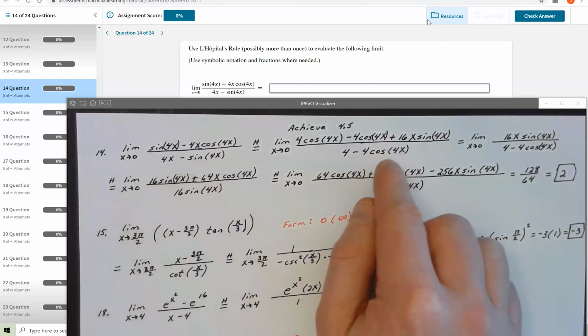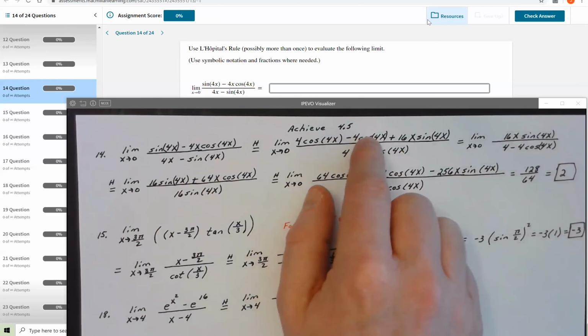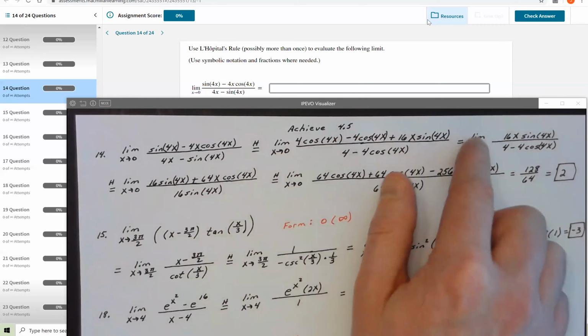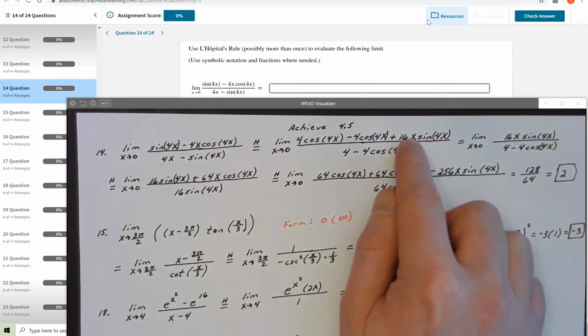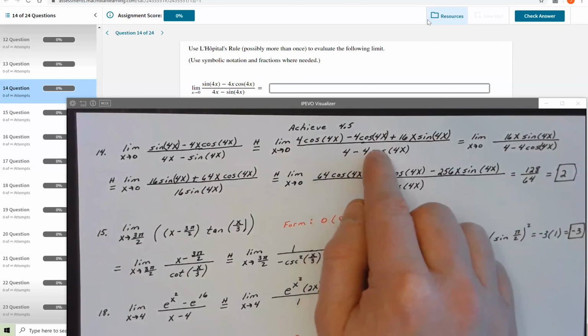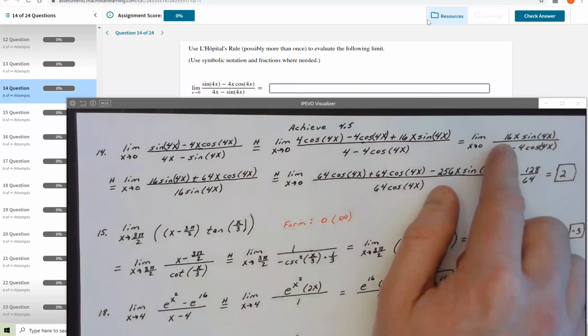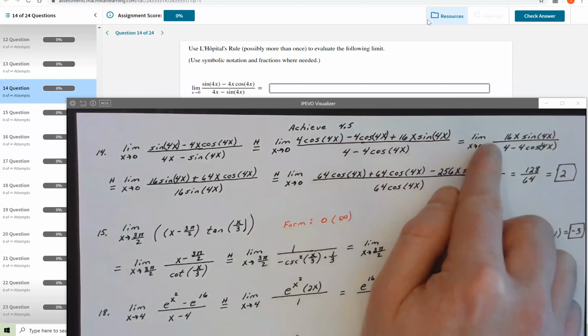Now when I'm thinking about this, I still can't evaluate, but these two terms just cancel in the numerator. I have 4 cosine 4x minus 4 cosine 4x. My only term in the numerator now is going to be that 16x sine of 4x. And I know that that's going to 0. My denominator is going to be 4 minus 4, so it's going to 0. So I put my simplified fraction in this step. Notice I did not put an h over the equal sign. I'm not using L'Hopital. I just simplified.